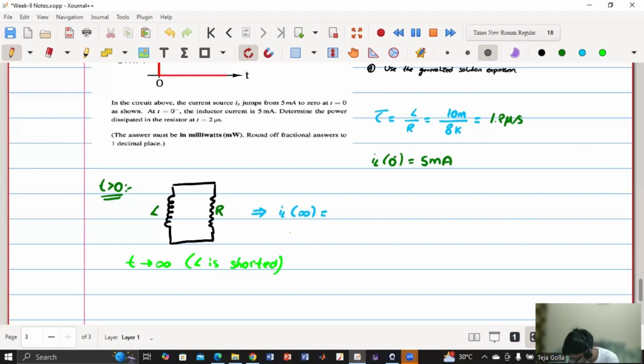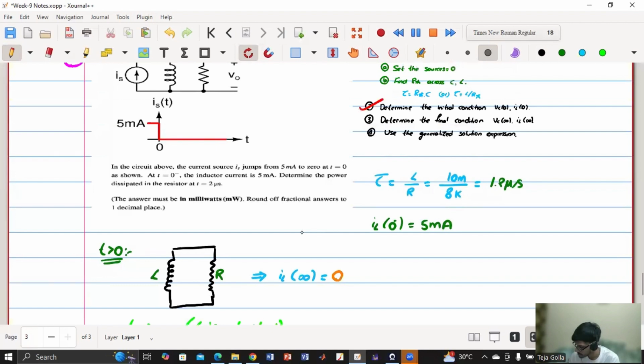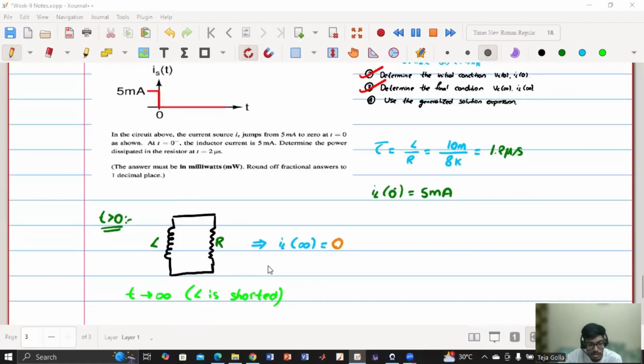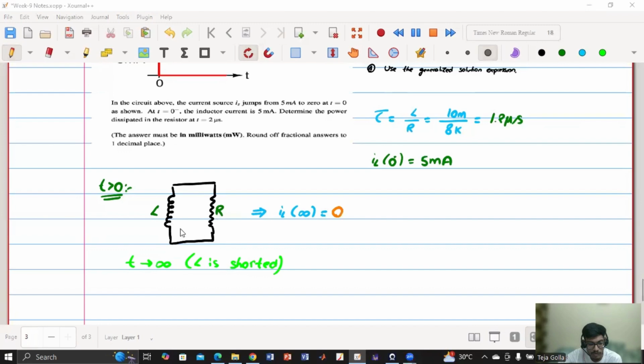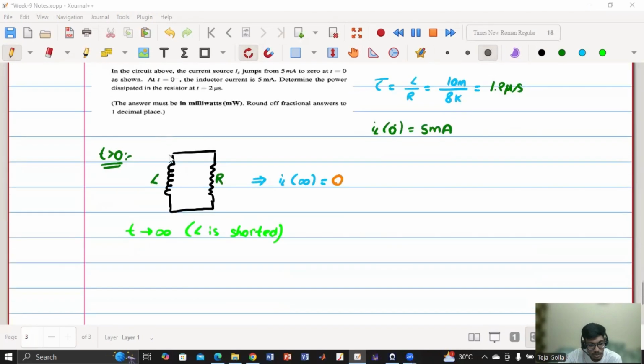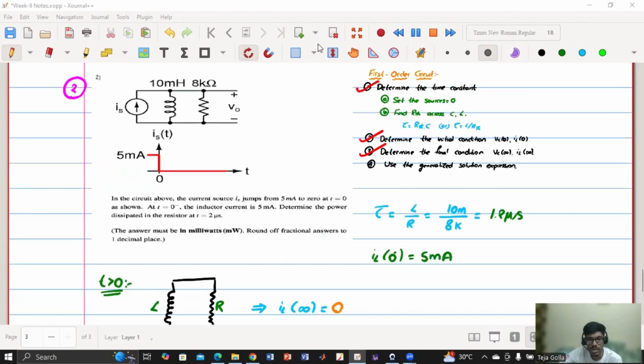I hope everyone agrees. Any doubts? So at t equals infinity, I have mentioned that the inductor will be short circuit. This is the overall circuit, right? After t greater than 0, current is not applied. So if the inductor is shorted, basically the resistor is short circuited and the voltage is 0, so the current is also 0. That's why IL at infinite is 0. We are determining step by step so that I can use the generalized solution expression.